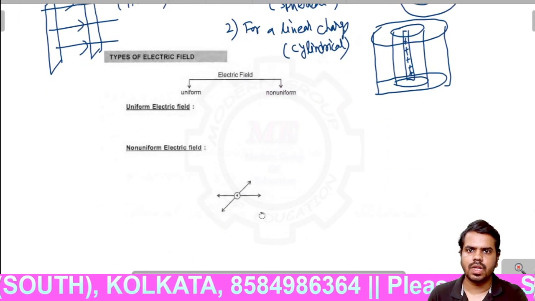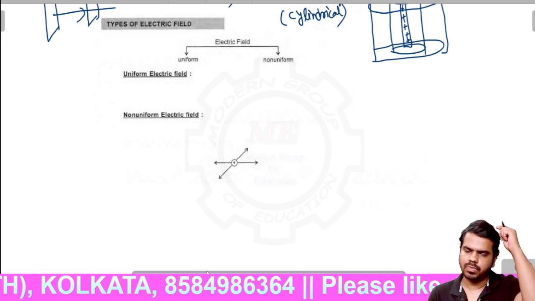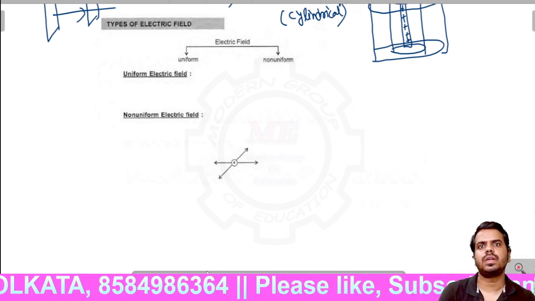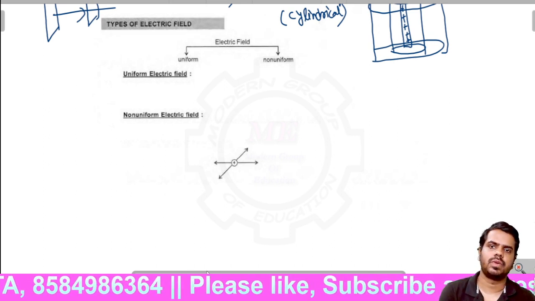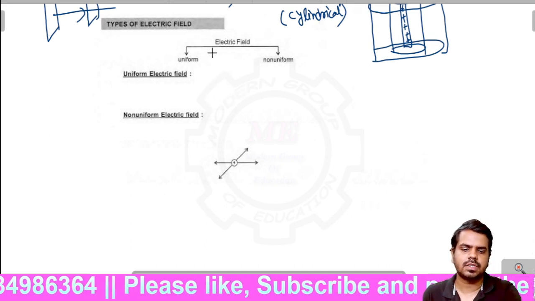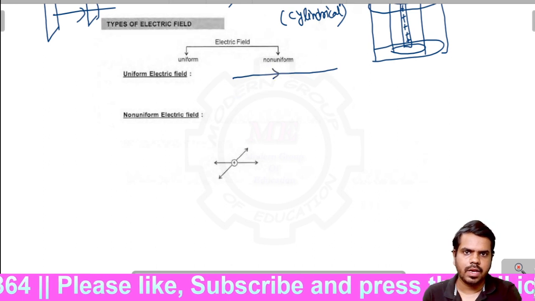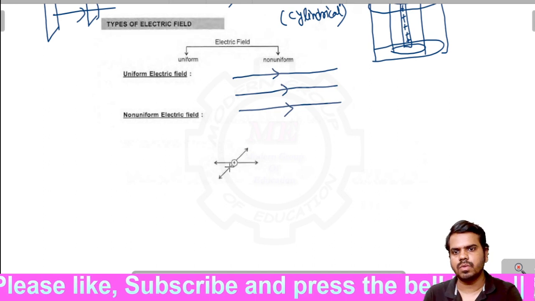Now the next topic, types of electric field. Electric fields are of two types. One is the uniform electric field, another is the non-uniform electric field. In most cases in class 12, you read about the uniform electric field, but there are some topics related to the non-uniform electric field. A uniform electric field means parallel and equidistant field lines. Parallel and equidistant field lines are known as uniform electric field.